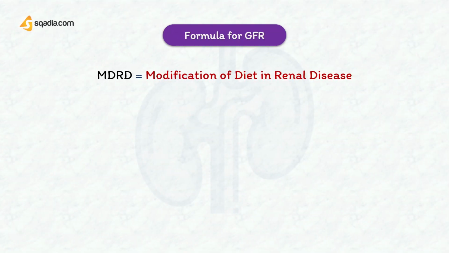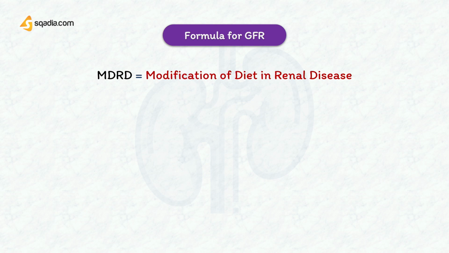Now, before discussing the management approach, let us first talk about the types of chronic renal failure and how we can categorize them by using glomerular filtration rate as a major parameter. So first, if we ask ourselves, how is GFR calculated? Well, GFR can be estimated from the serum creatinine using two different formulas.